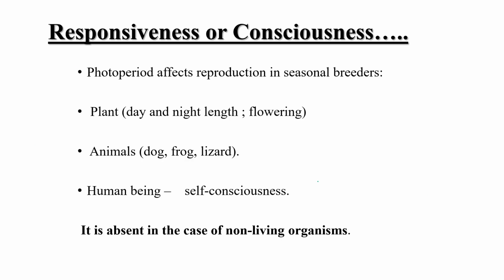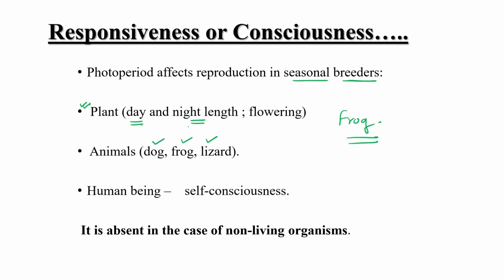Photoperiod affects reproduction in seasonal breeders. Some animals are only able to breed in a particular season, like frogs. During the rainy season they come out; otherwise, in winters or summers, we are not able to see frogs. Only during the rainy season they come out and start breeding. Similarly, some dogs and some lizards reproduce during a particular season only. They sense that this particular weather has come, now we can breed, we can reproduce, right?